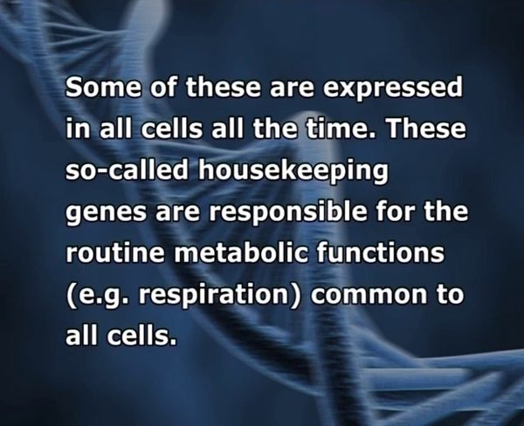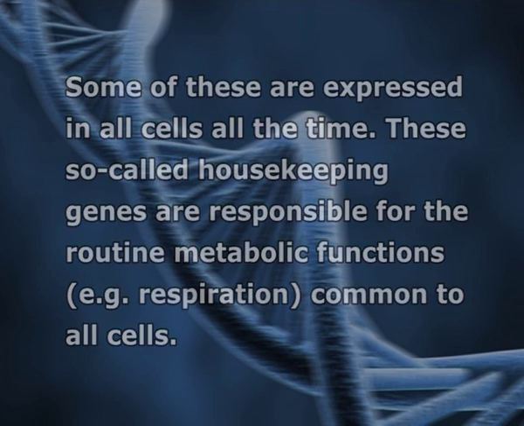The latest estimates for eukaryotes are like this. There are about 21,000 genes in a human cell. Some of these are expressed in all cells all the time. These are called the housekeeping genes. These so-called housekeeping genes are responsible for the routine metabolic functions, like respiration, common to all the cells.